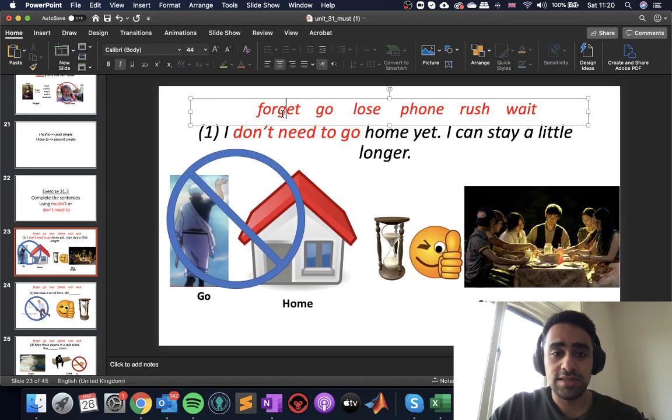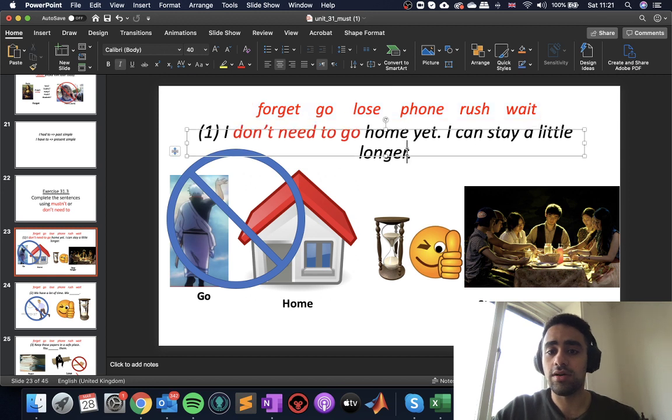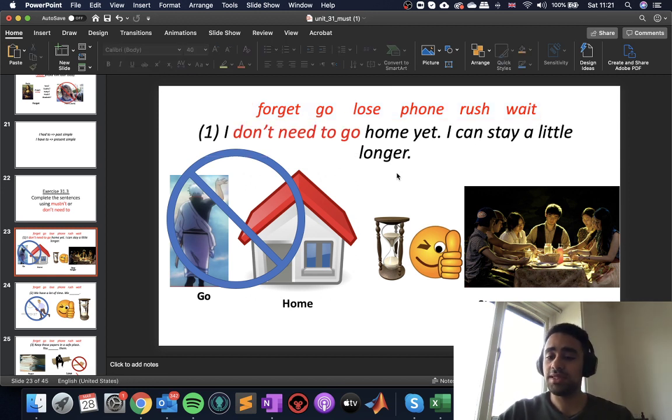So the first one, this is our list of verbs here. "I don't need to go home yet. I can stay a little longer." So basically, somebody is hanging with their friends, they're having fun, and they can or cannot go home. They can stay a bit longer, it's fine. So they can say, "Oh, I don't need to go home yet." If they say, "I mustn't go home yet," it means, "Oh, I can't go home now. There's absolutely no way I can go home now." But it's not the meaning that we're looking for, so I can stay a little longer.